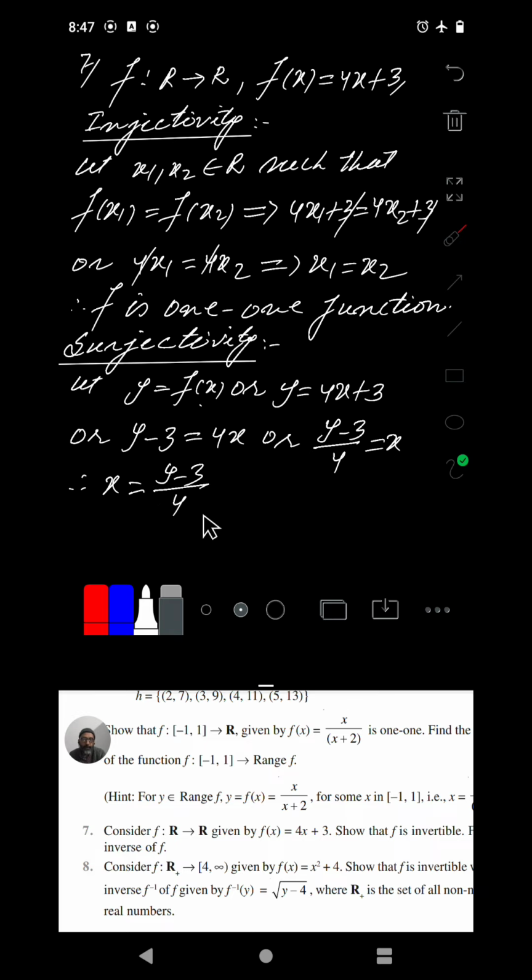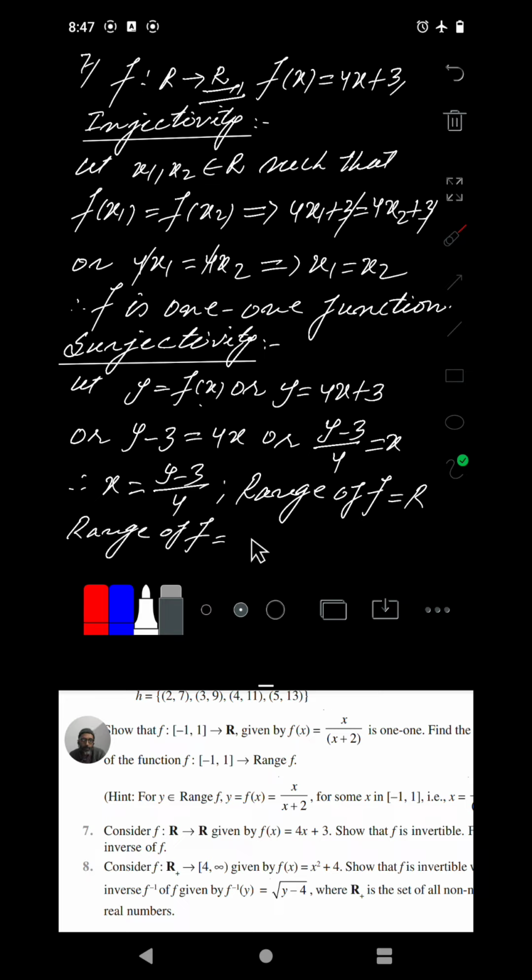Since for every real value of y, x is defined, the range of the function is R. The codomain of the function is also R. So here the range of f is equal to the codomain of f. Thus f is invertible because f is a bijective function. So f is bijective and thus invertible.